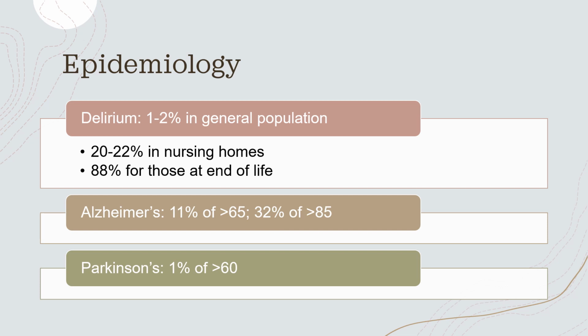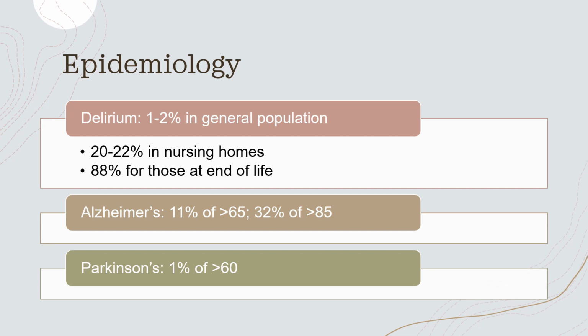All right, so like I said, delirium is pretty rare in the general population, but in specific populations it can be quite common. It becomes more common as you get into elderly ages, and it's also common for people suffering from any kind of terminal illness towards the end of the lifespan. So 22% of people in nursing homes will have delirium, and 88% of those at the end of life. So very common for those in a terminal situation.